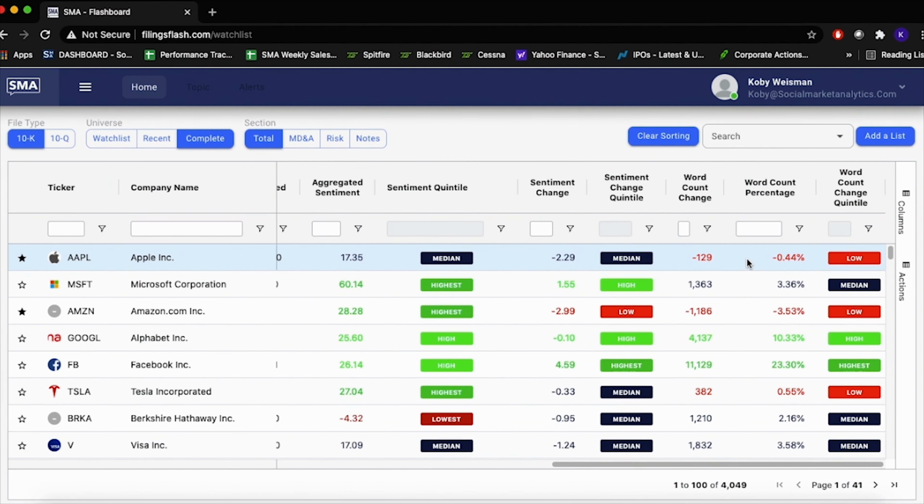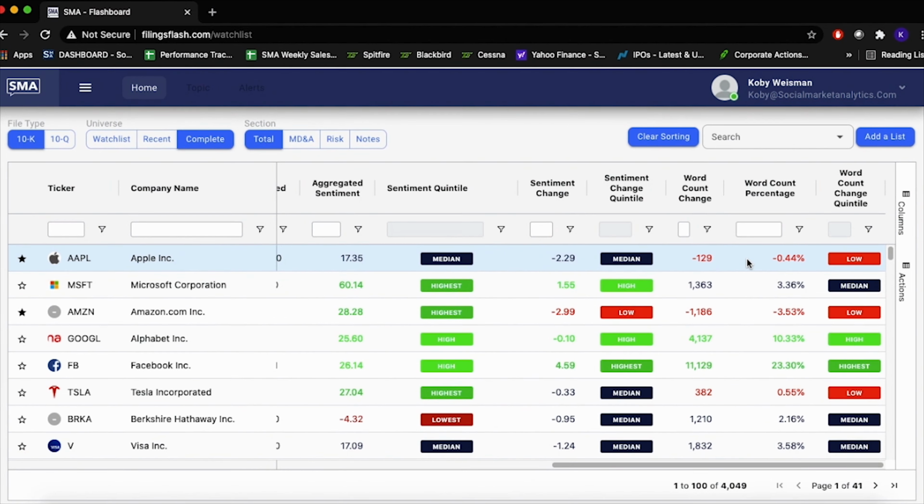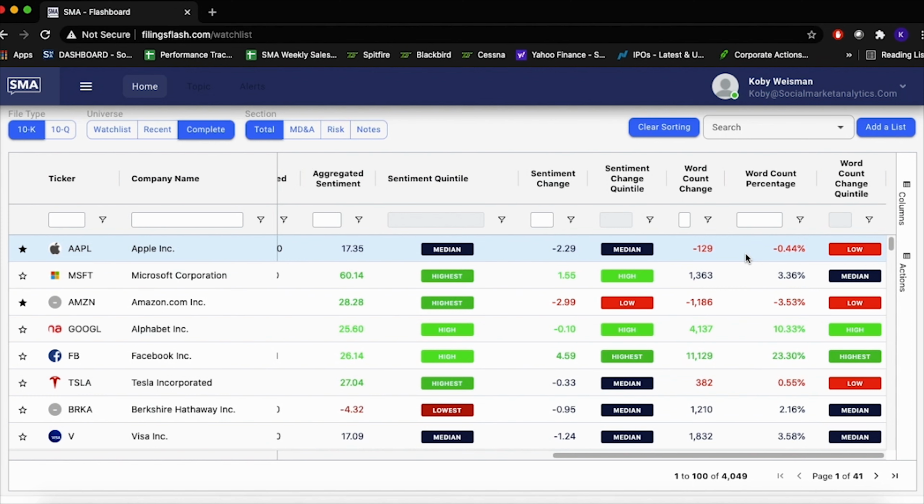Word count change is also an important factor because it shows if the document has increased or decreased in length. An established Harvard research paper titled Lazy Prices has shown that companies with large changes in regulatory filings tend to underperform the rest of the market. Word count change percentage gives you an idea of how significant that change was.